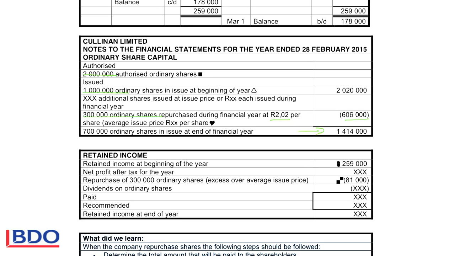If we look at retained income, they gave us the opening balance as 259,000. Because we are paying more money than the R2.02, the excess over the average issued price will be taken out of retained income. So the 300,000 will be multiplied with the amount above the average price, and that means that we will take out of retained income 81,000. So some of the profits that were kept back in the retained income account in previous years are now paid out to the shareholders.